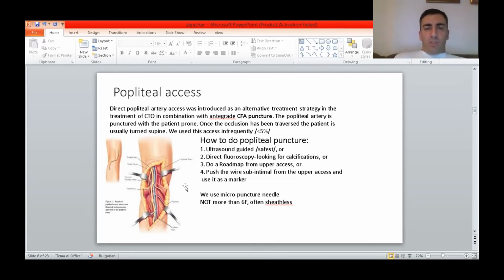How to do popliteal puncture? The safest way is to use ultrasound guidance, or we can use direct fluoroscopy. If there is calcification of the artery, we can puncture under fluoroscopy, or make a roadmap from upper access, or push the wire from upper access subintimally and use it as a marker. We use a micropuncture needle and not more than 6 French. And often we go sheathless through popliteal.